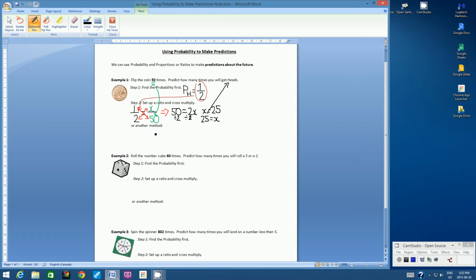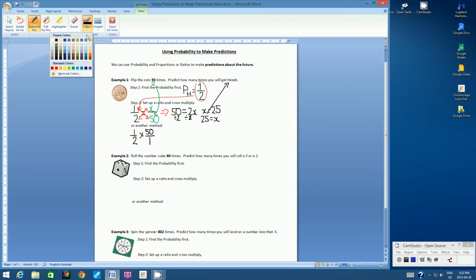Now, we can use another method to solve for step 2. If you like this method better, you can use this method. So we start with our first fraction, our probability fraction, and then we simply multiply it by how many times we're going to conduct the experiment. In this case, it was 50 times. So we simply multiply it by 50. Now, whenever we multiply a fraction by a whole number, the denominator is 1, it's just that we don't write it in.